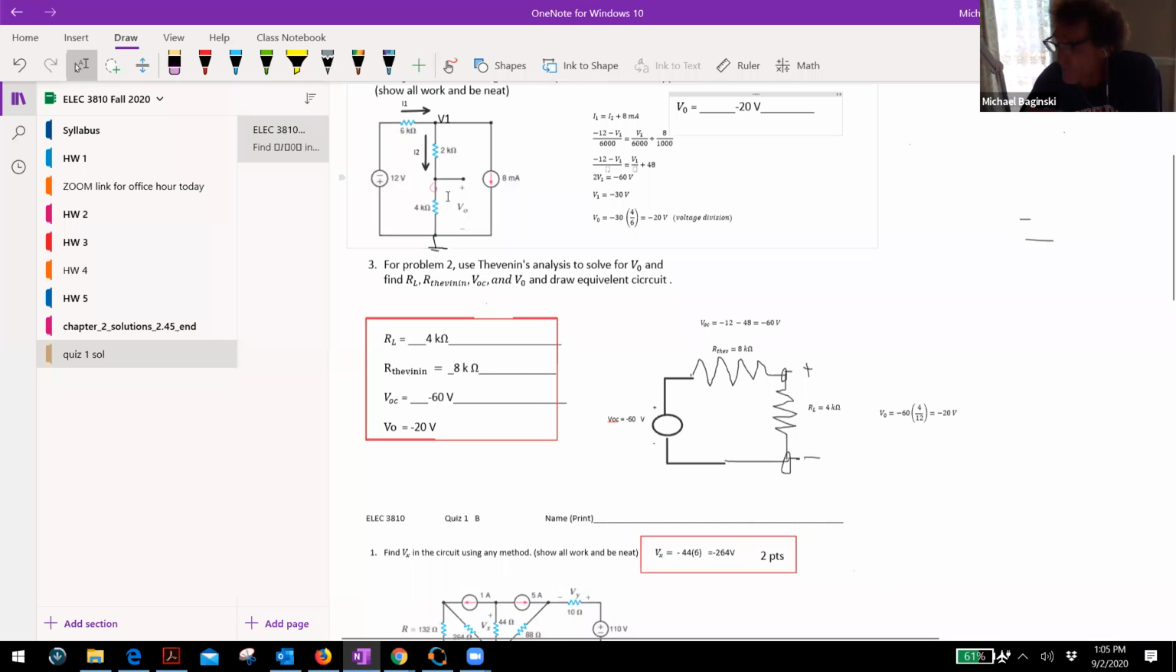I mean, you got to be able to identify the load first and foremost, then remove it. So you would take out the 4K. Do you agree with that, everyone?